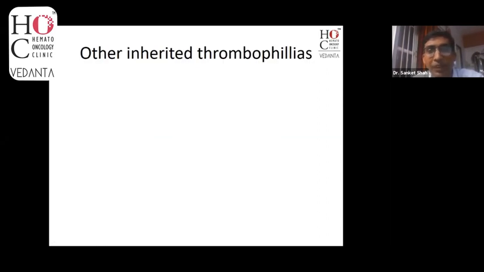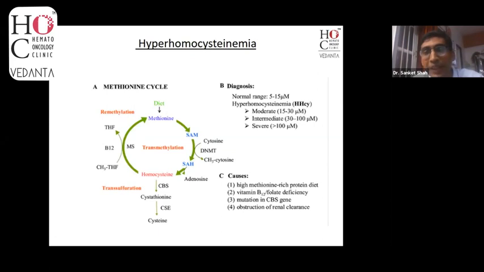Another inherited thrombophilia, which I want to discuss because we are commonly taking it as a cause for thrombosis, is hyperhomocysteinemia. For almost all the patients, we do a homocysteine level, it comes out slightly elevated, and we consider it is hyperhomocysteinemia causing the thrombosis. So moderate is 15 to 30, intermediate is 30 to 100, and severe is when the value is more than 100.